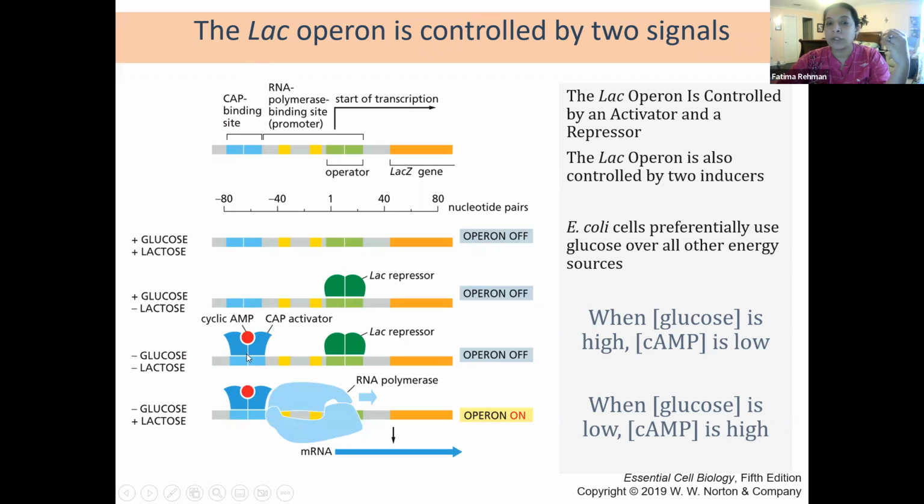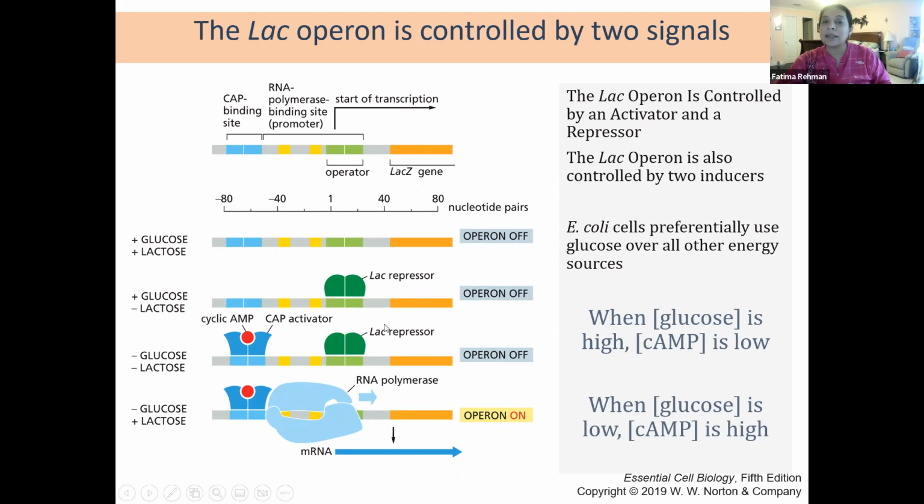The CAP activator bound with the cyclic AMP is going to start to activate the process. However, the lac repressor, because there's no lactose around, is still bound to the lac operator region. And so the operon will still remain off and no transcript will be built. The only time the transcript will be built is when there's no glucose for the cell to utilize for ATP production. However, there is the secondary source of energy in the form of lactose present in the system.